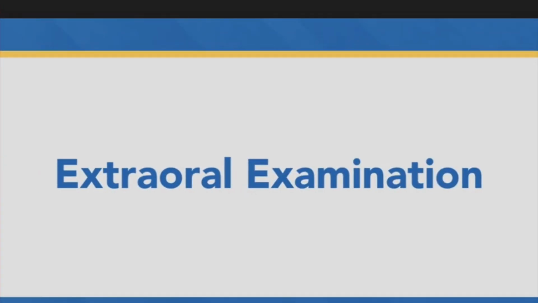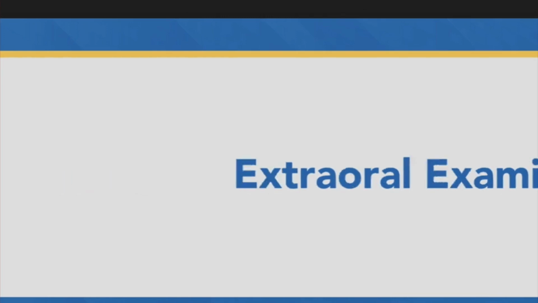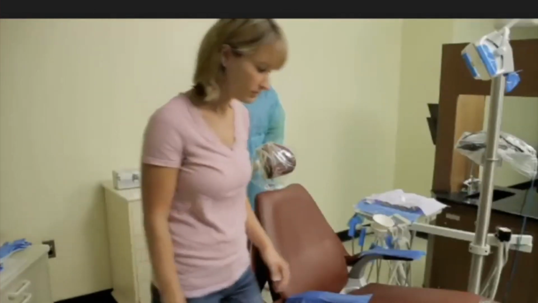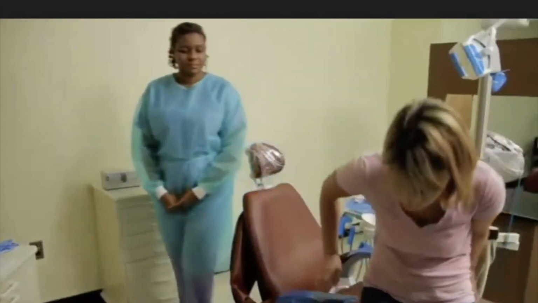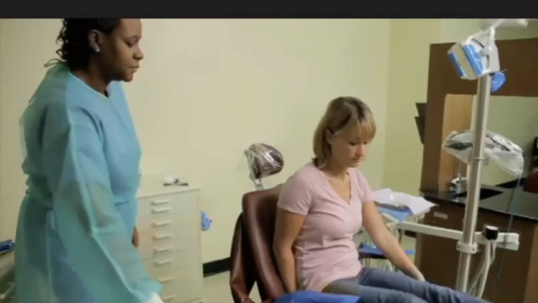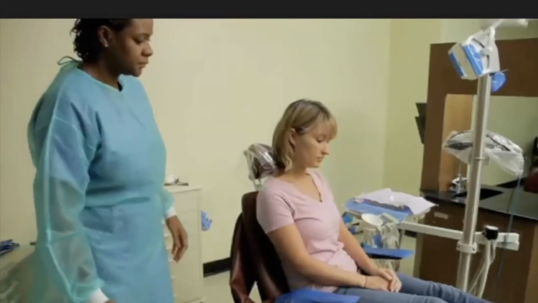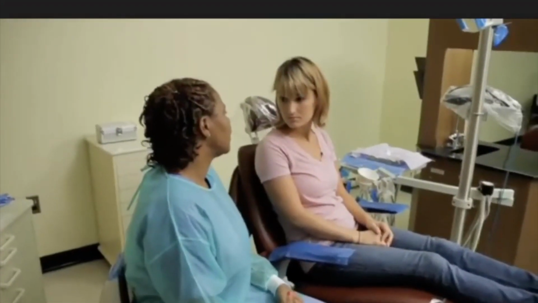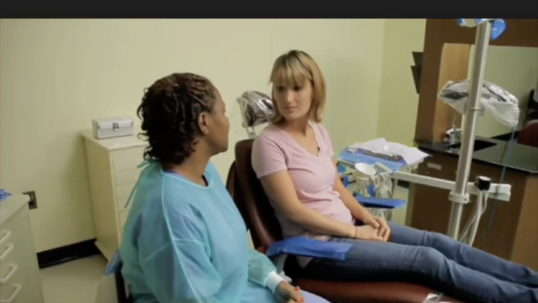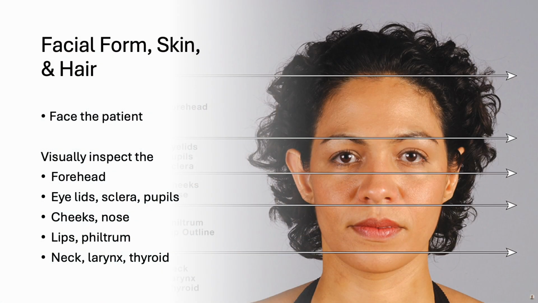You are about to view the systematic sequence and methods used to conduct extraoral examinations. Observe the patient during reception and seating to note physical characteristics such as posture, gait, and facial expression. Begin by explaining the procedure to the patient and obtaining consent. Begin the exam with an examination of the facial form, skin, and hair.